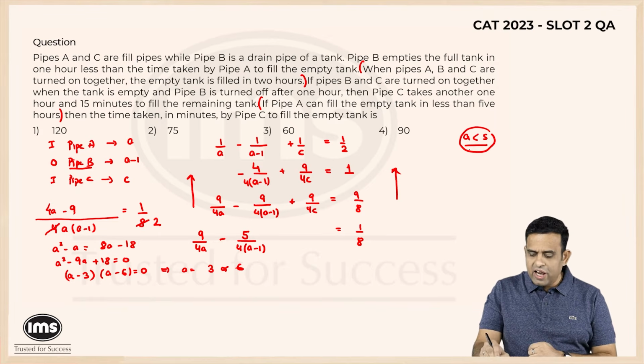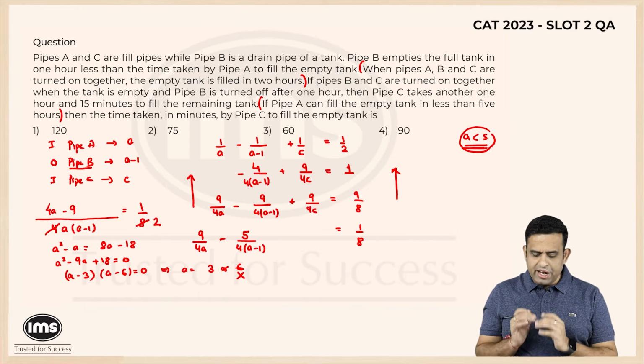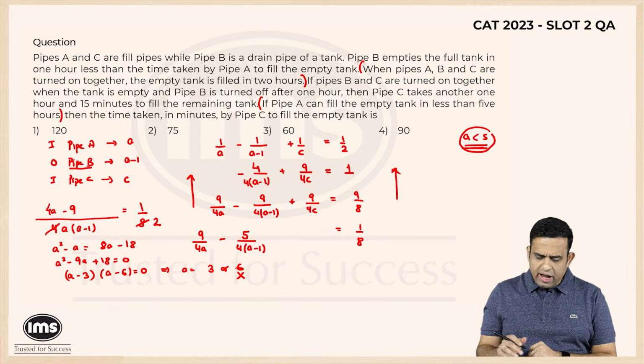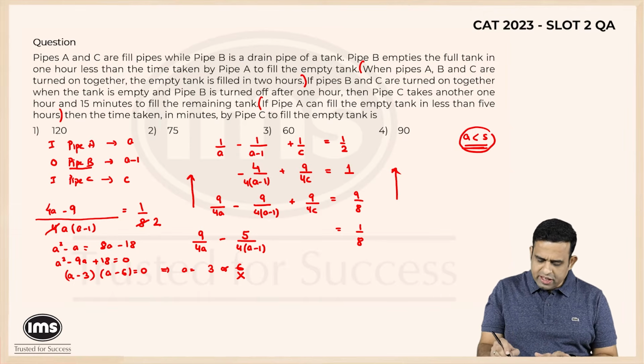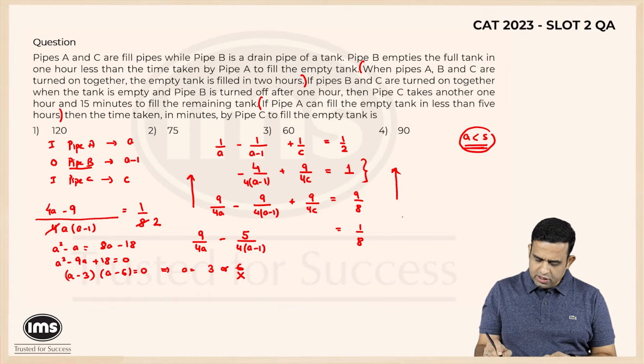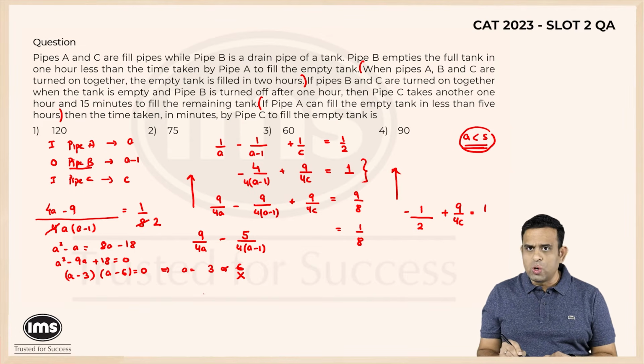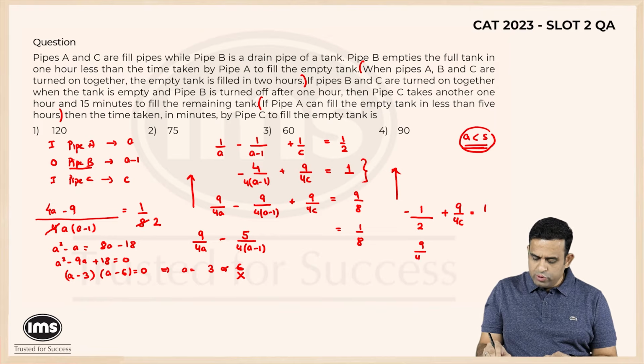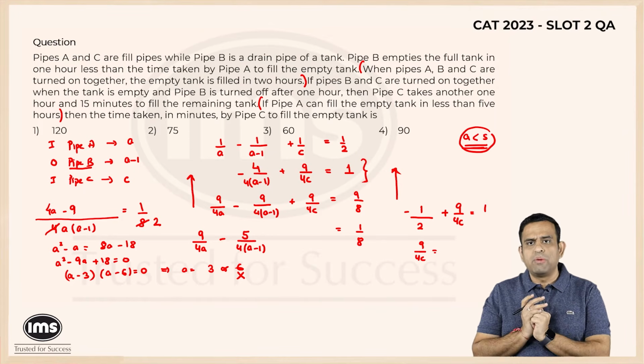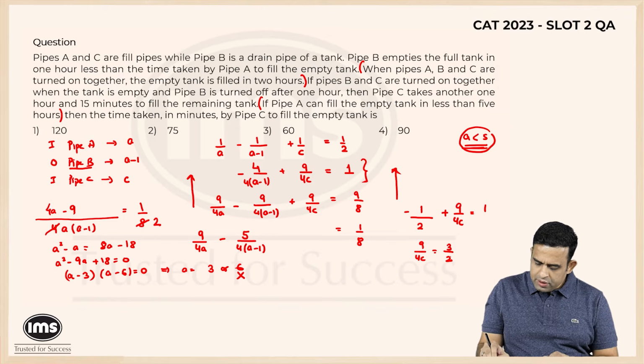But please note that the value of A was less than 5. So this 6 can be discarded here. So I should take the value of A to be equal to 3. And we can put it in any of the equations. For example, if I take this equation, then one can say we had minus of 1 upon A minus 1, which becomes equal to 2, plus 9 by 4C is equal to 1. So 9 by 4C would become equal to 1 plus 1 by 2, which will give me 3 by 2. Then if I solve for this, the value of C becomes equal to 3 by 2.